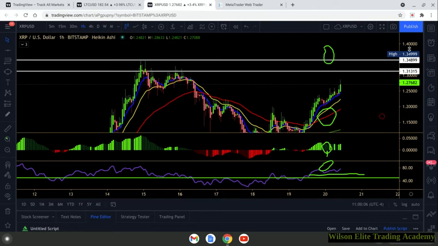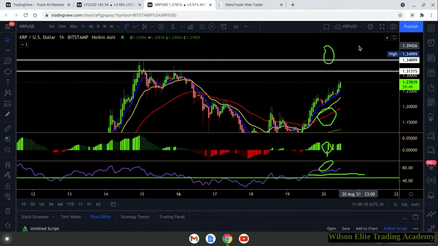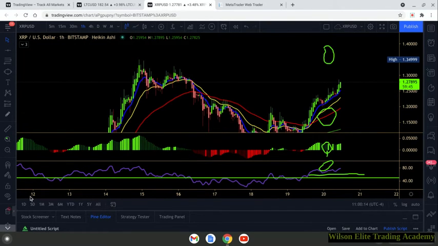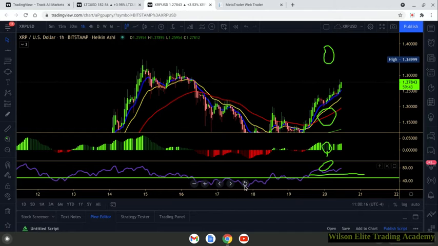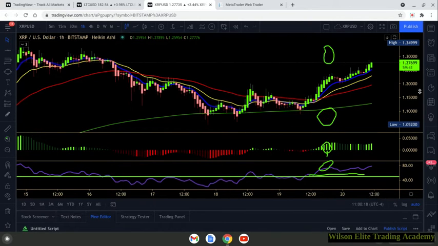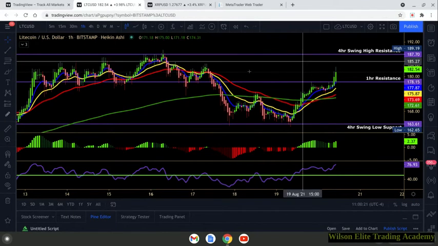So if we get a break and close above $1.35, then our next target, we can target $1.60. That's XRP. I'm gonna have to switch charts because this is really bothering me. Let's go on to Litecoin.